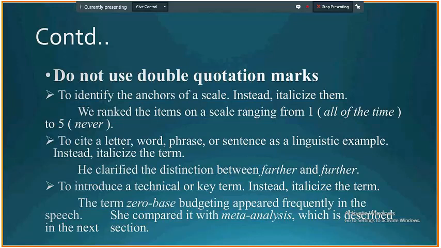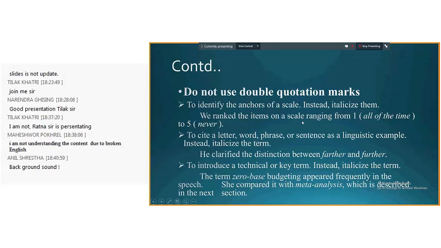Yes, the one with double quotation marks. Where we should not use double quotation marks is listed here. To identify the anchors of a scale, italicize them instead. We rank the items on a scale ranging from one, all of the time, to five, never.